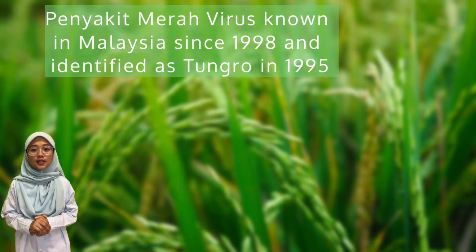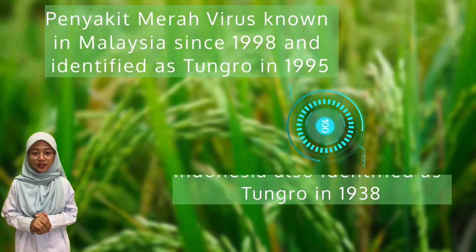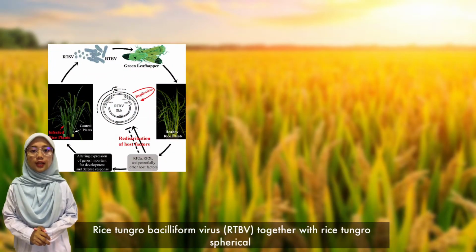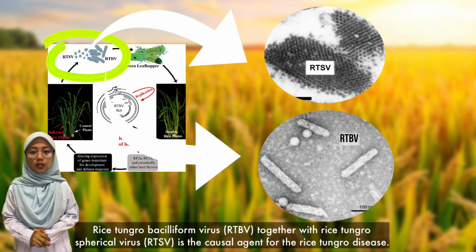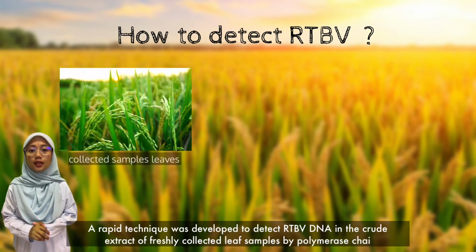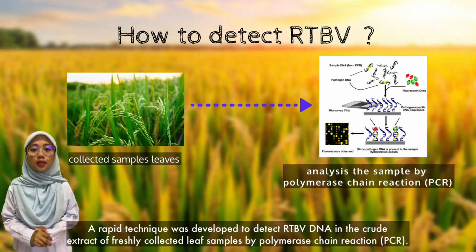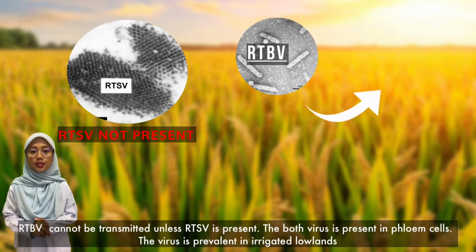Tungro disease was identified in 1965 and is also known in Malaysia as penyakit merah virus, and it has been identified since 1938 in Indonesia. The disease is also known as Tungro disease. Rice tungro bacilliform virus (RTBV) together with rice tungro spherical virus (RTSV) is the causal agent for rice Tungro disease. A rapid technique was developed to detect RTBV DNA in a field extract of freshly collected leaf samples by polymerase chain reaction. RTBV cannot be transmitted unless RTSV is present.